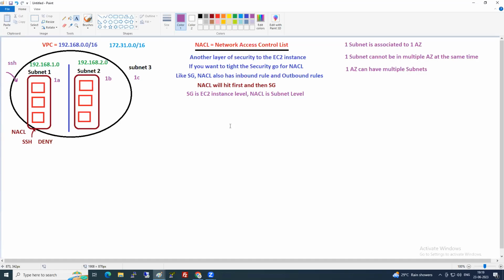If NACL inbound rules were getting denied, first they would talk about NACL, and only then about security groups. So why are people not talking about NACL? Because inbound rules are allowed. Outbound rules are also allowed.